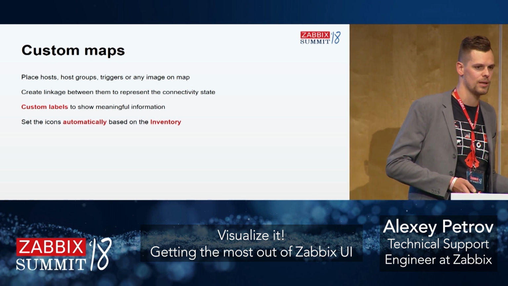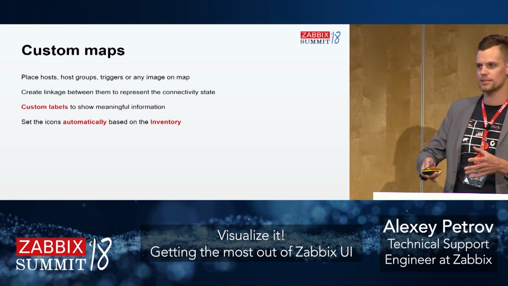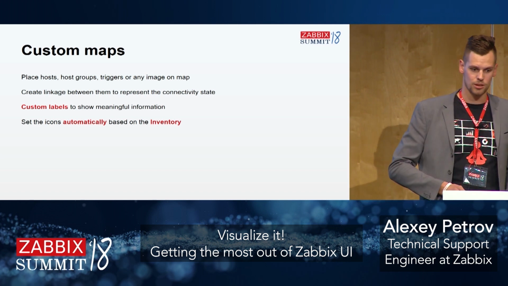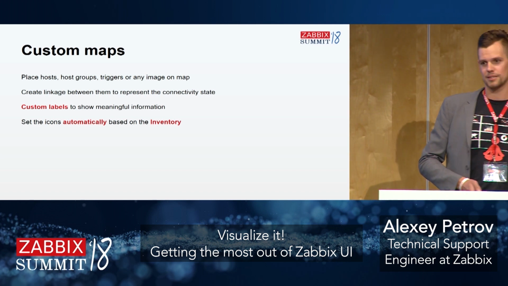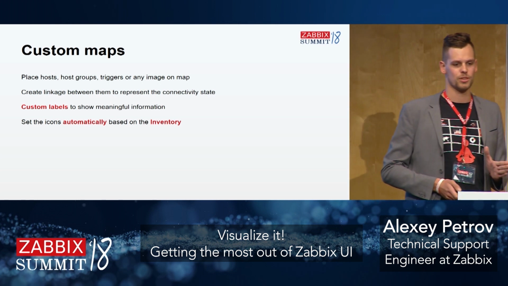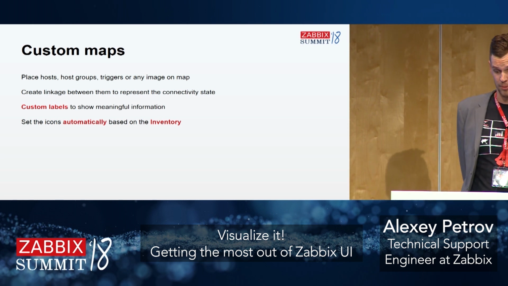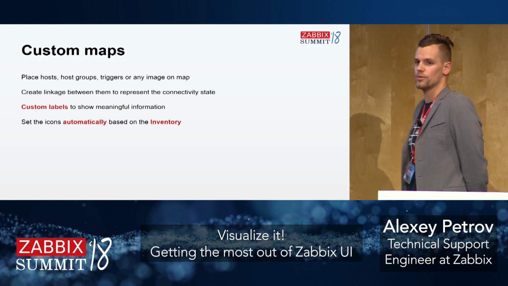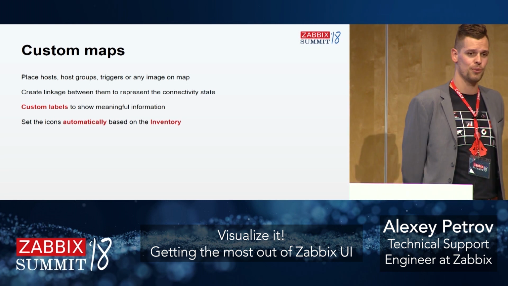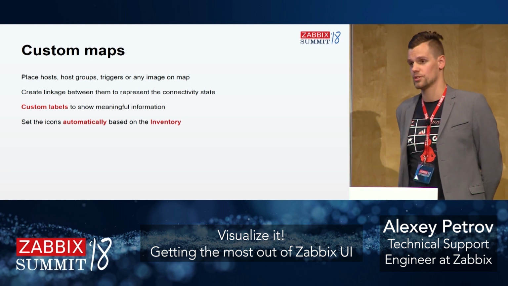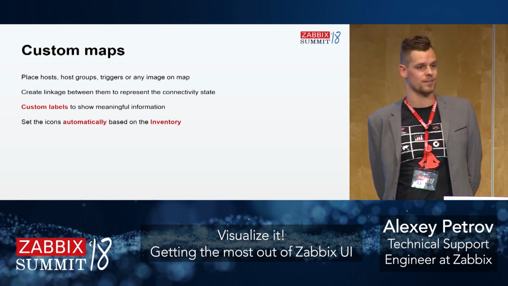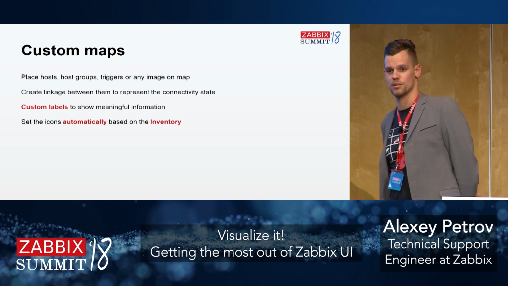So starting from simple networking and ending with your complex self-written Java applications working because of many daemons working, and you would like to place this on a map, stick this map to some sort of monitoring room on a huge, huge big screen, and then observe it. And all your team can find out if there are any problems. You can create the linkage between them to represent if there are any current issues. Custom labels can provide you real-time information of some sort of item you've configured previously. And of course, you can set the icons automatically, so reducing some manual work.